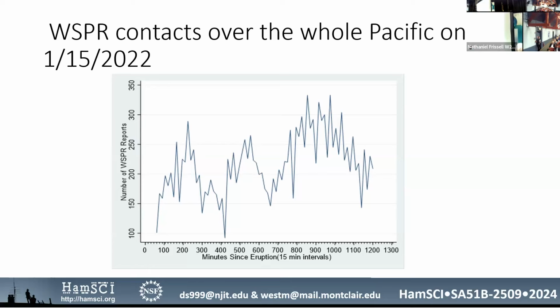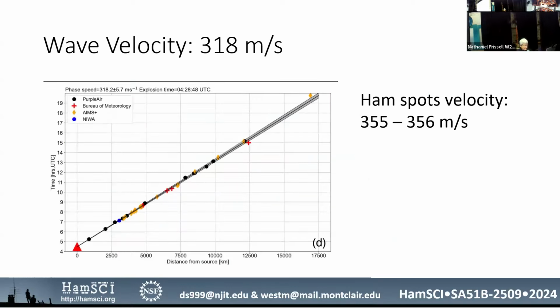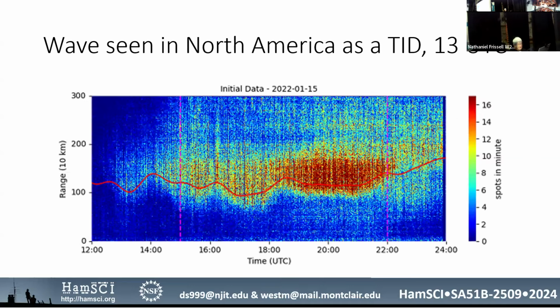It doesn't have to be selected for you. And then at 400, it's when the blast hits the middle of the United States. There you go. I think it's really cool to see something we already knew about, but in this sort of new data pool, the ham spots. Here's somebody else's calculation of the speed. They got 318.